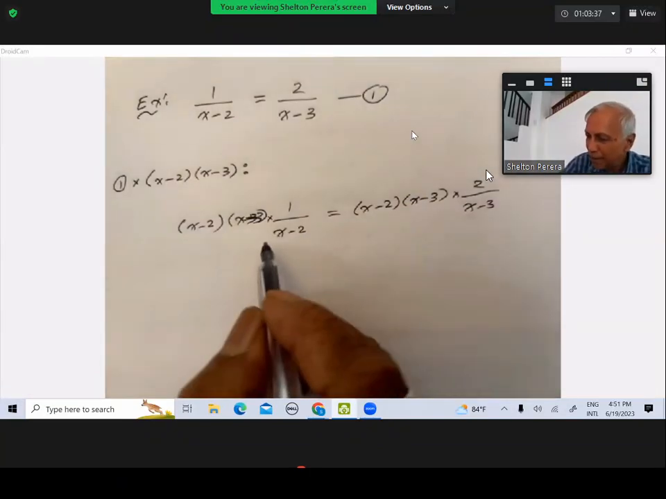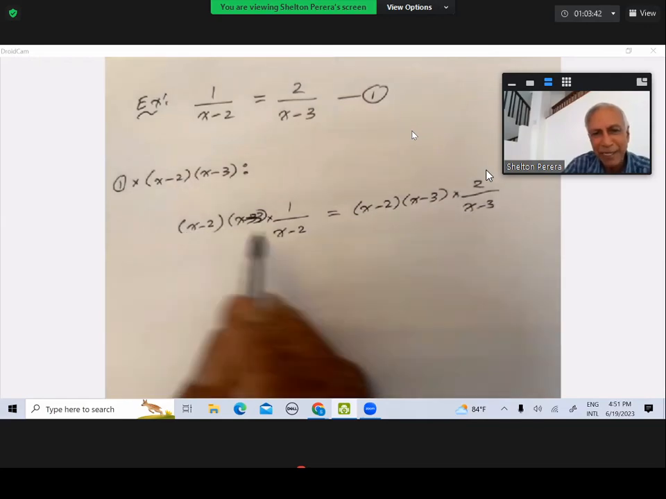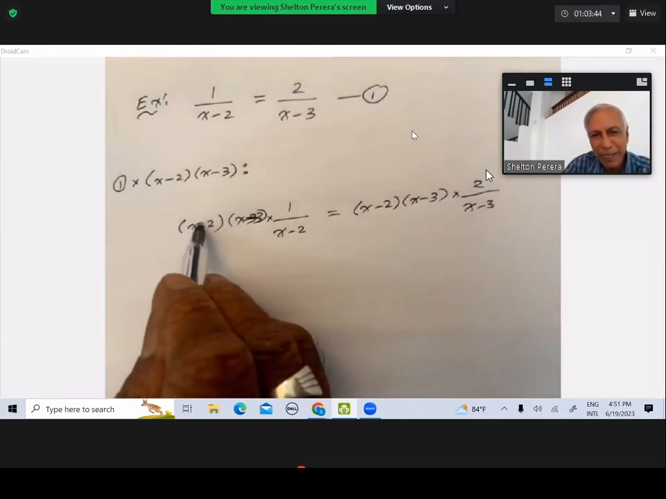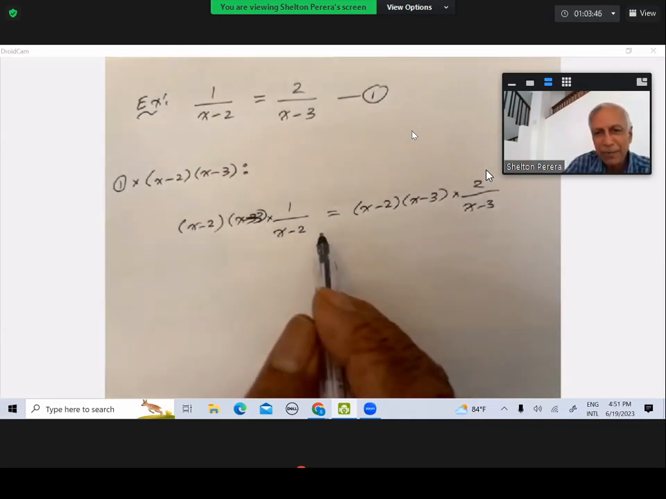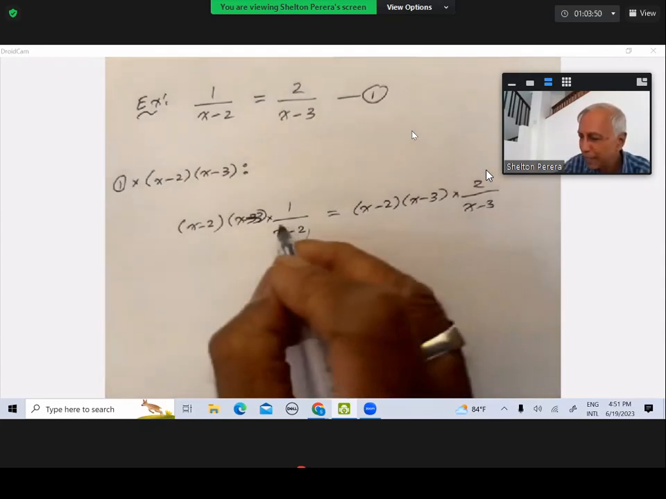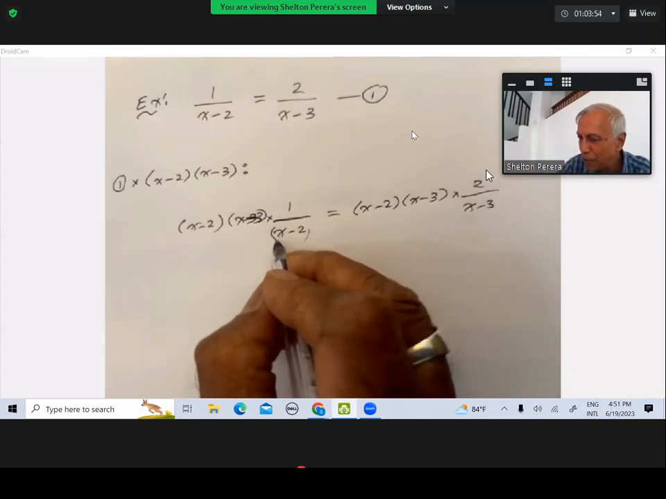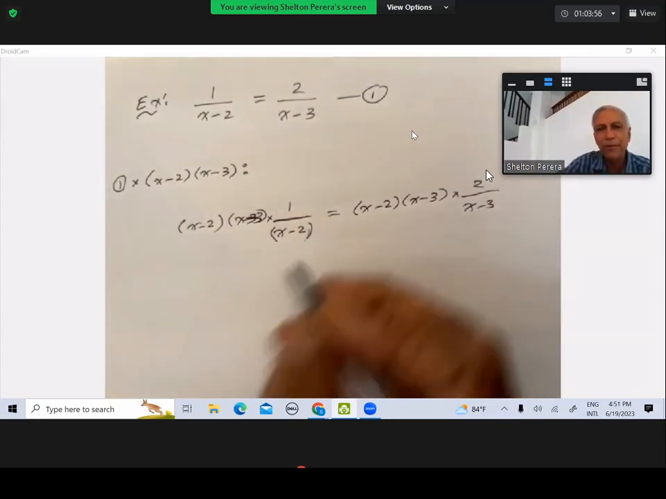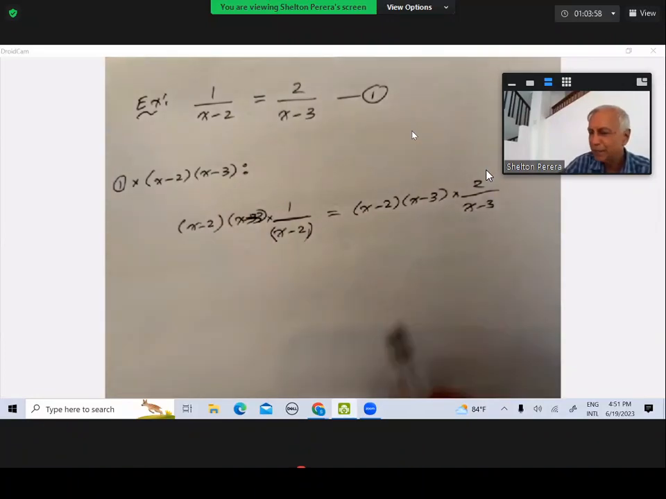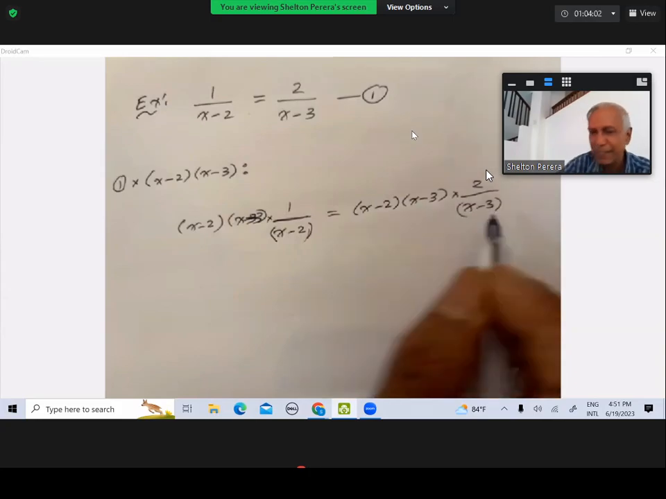Now I see a common factor, x minus 2, at the top and x minus 2 at the bottom. But I need a parenthesis now. This line works as a parenthesis for top and bottom both, so anytime you want it, you can put it. So this is actually 2 over the bracket x minus 3.